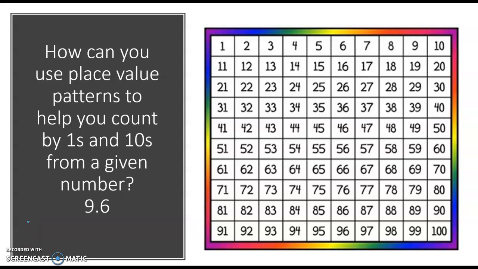Your lesson essential question is: how can you use place value patterns to help you count by ones and tens from a given number? So we'll be counting by ones and tens from any number. We could start at 42. We could start at 74, and we're going to be able to count by ones and tens. We'll be looking at those place value patterns to help us with this.